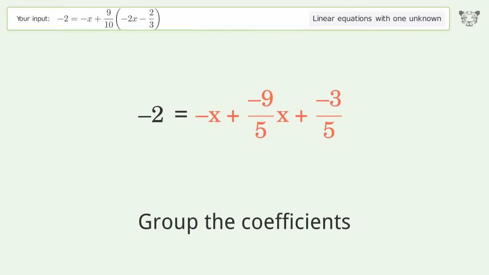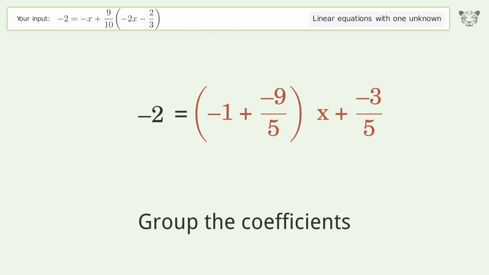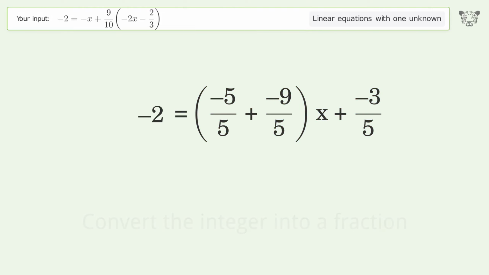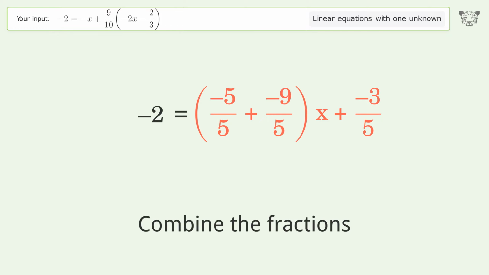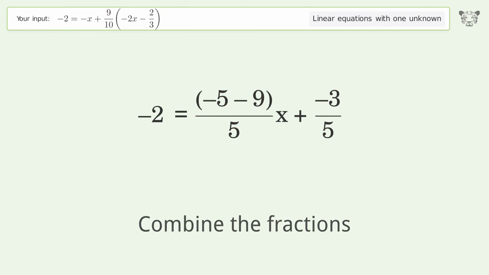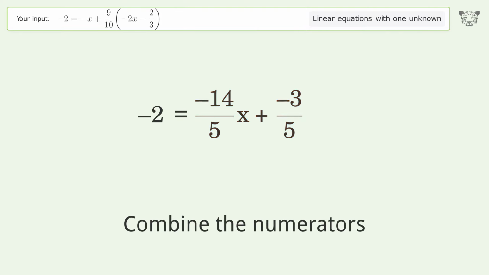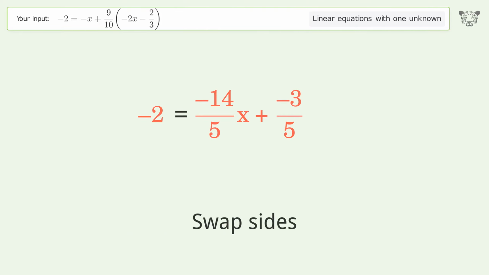Group the coefficients. Convert the integer into a fraction. Combine the fractions. Combine the numerators. Swap sides.